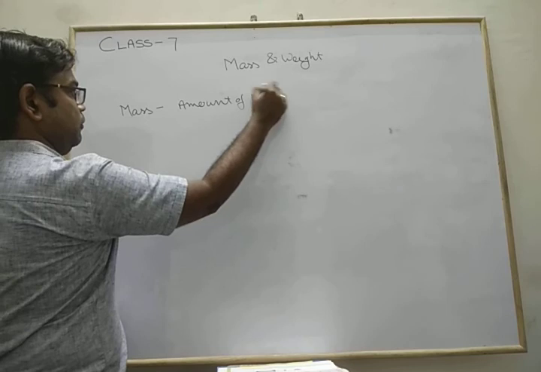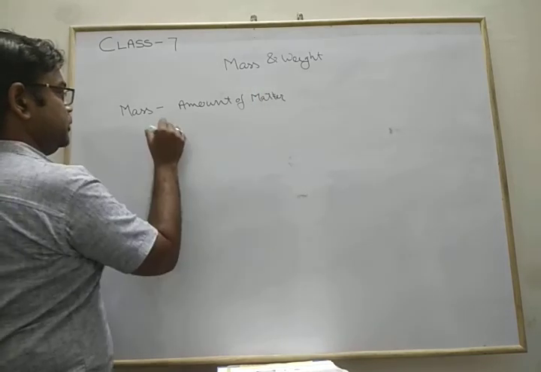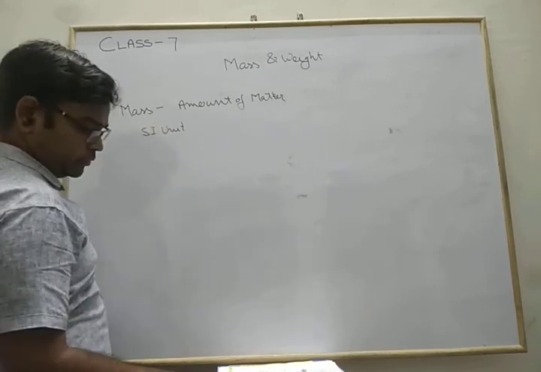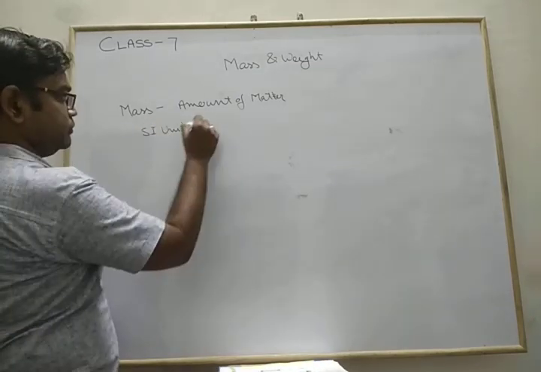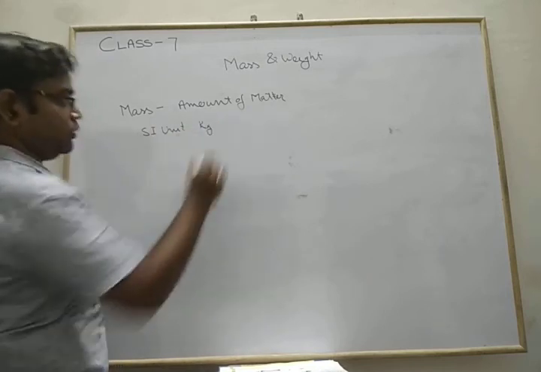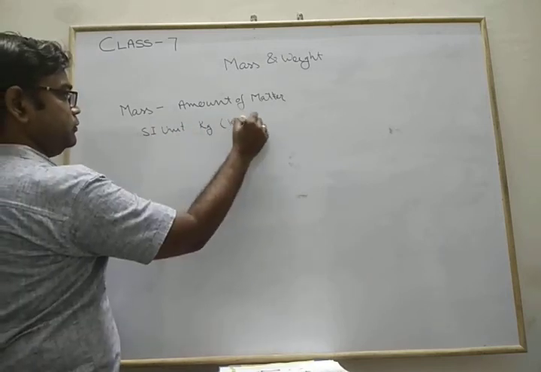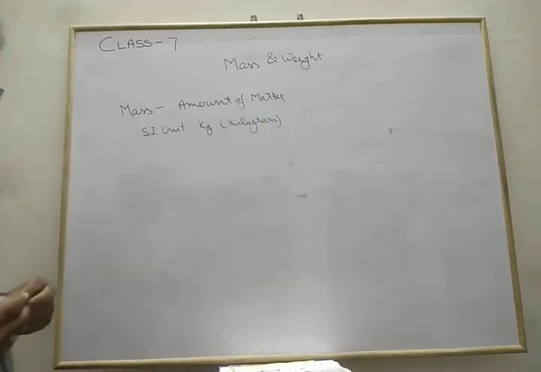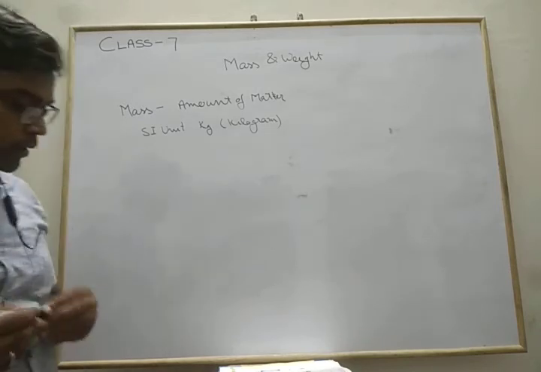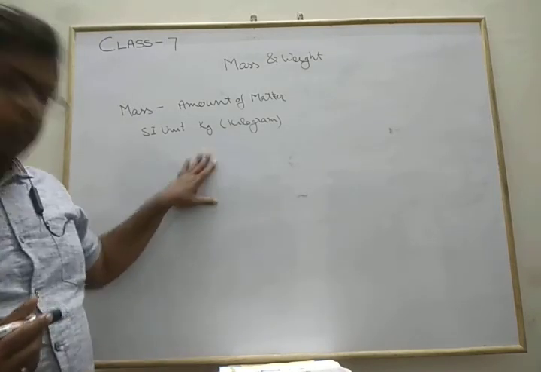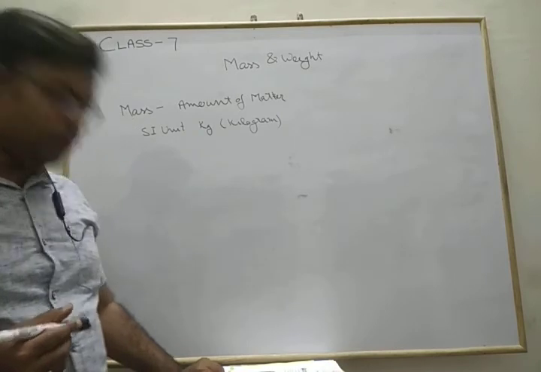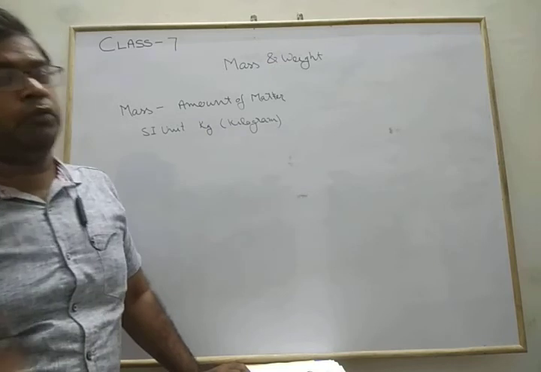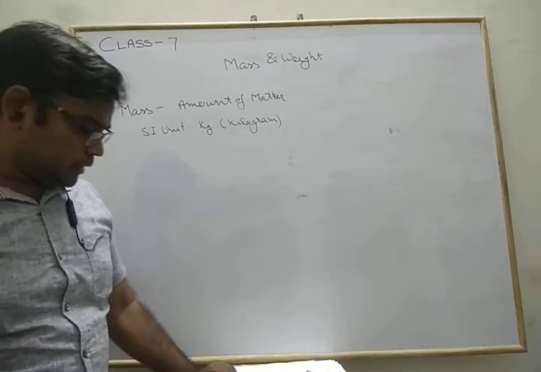Amount of matter. And its unit, I am using the word SI unit, SI unit is kilogram. Not gram, it's a kilogram. And then multiples and sub-multiples of kilogram are also units. We all know how to convert 1 kilogram into gram and quintals. That we already discussed in class 6.